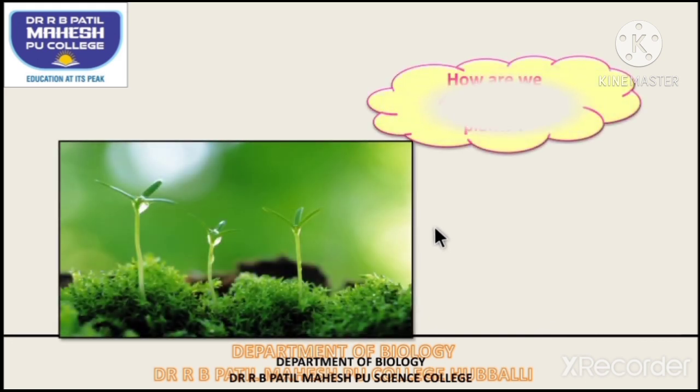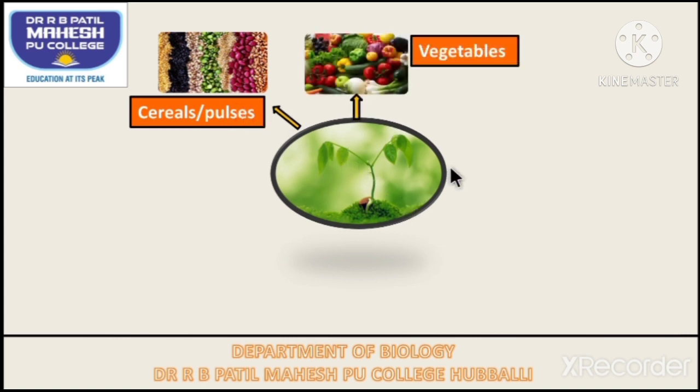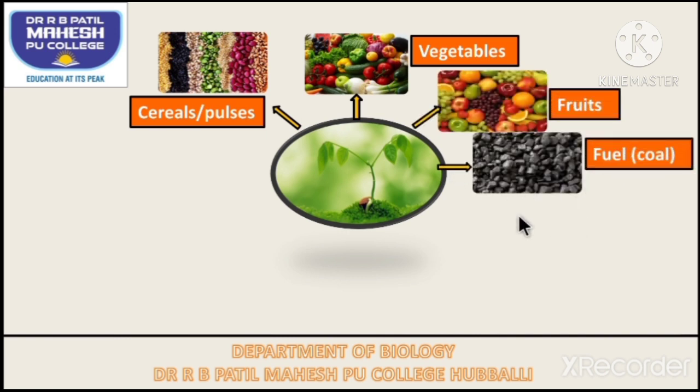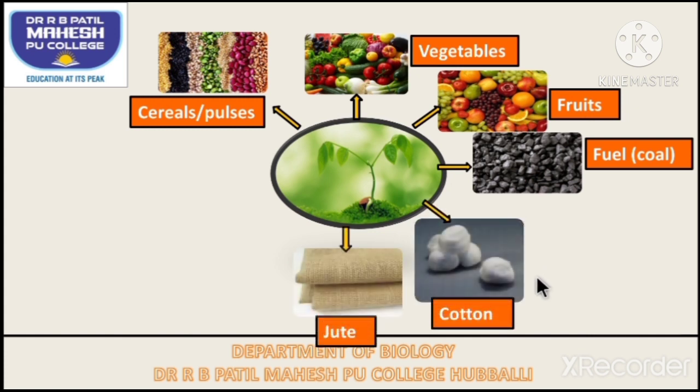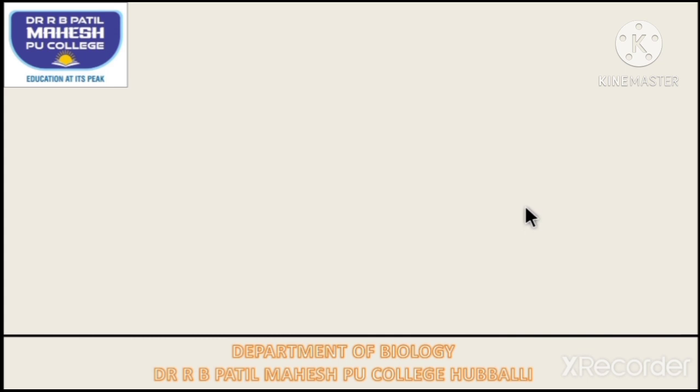What is actually plant breeding and how are we dependent on plants? We are dependent on plants for n number of products like cereals and pulses. We are getting vegetables, fruits, even fuel, that is the coal, cotton, jute, rubber, and also medicine. So we are not only dependent upon animals for all these things, we are dependent even upon plants. So if we do advancement with respect to plant products, then it is called plant breeding.